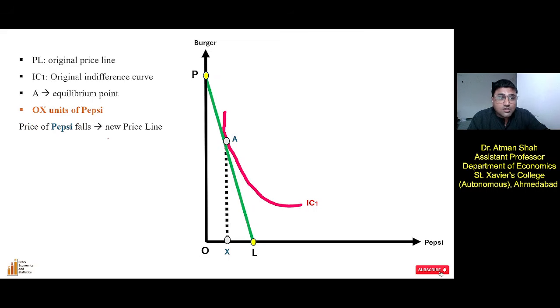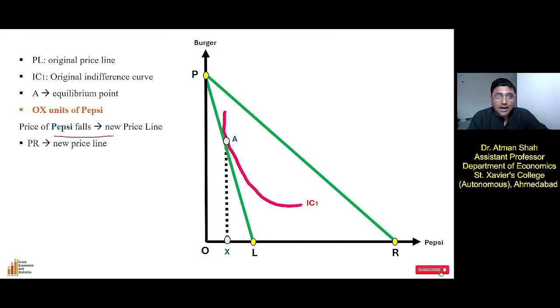Now, price of Pepsi falls. So we have a new price line. The price line rotates, budget line rotates. So we have a new price line, that is PR. You can see in the diagram the new price line is PR. The original price line is PL. So the slope has changed.